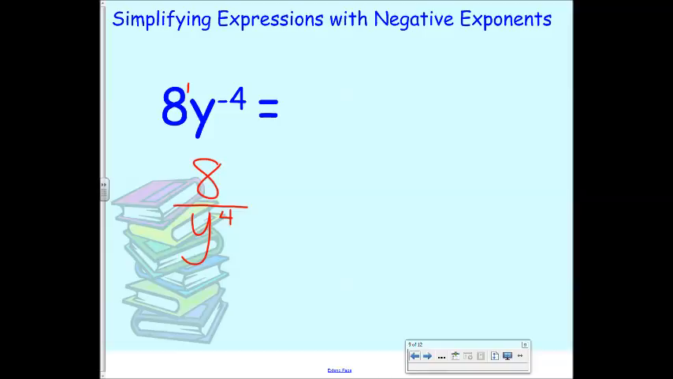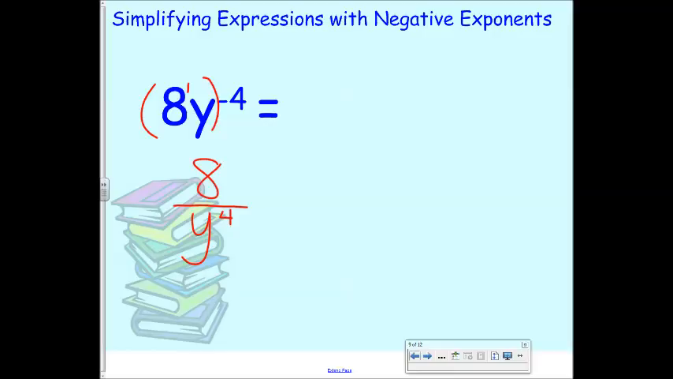So again, the 8 does not go with the negative 4. If it were in parentheses, would it go with the negative 4? Then you would move the whole thing. But it's not in parentheses, so the only thing that the negative exponent applies to is the y.